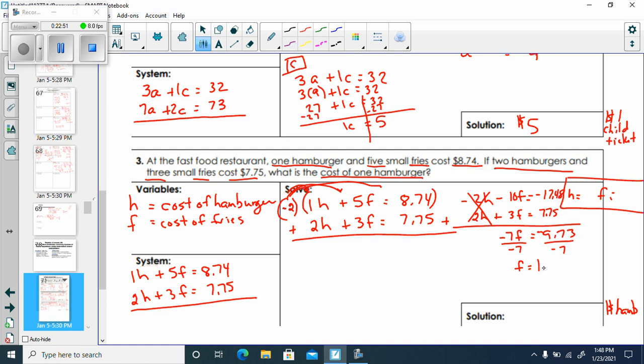$1.39. Now, is that what they asked me for, the cost of fries? Nope, they asked me for the cost of a hamburger, didn't they? So I'm going to need to plug it into one of these equations. I'm going to try this one. 1h plus 5 times the fries, and the fries is $1.39, isn't it? See? Equals $8.74. Okay, let's see. How much do we pay for our fries? 5 times $1.39.